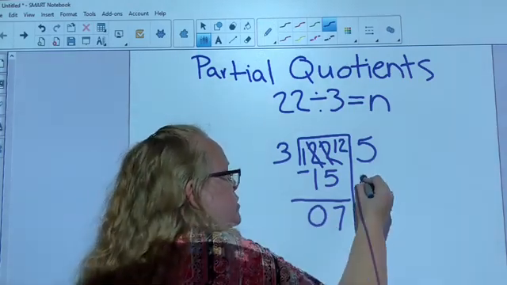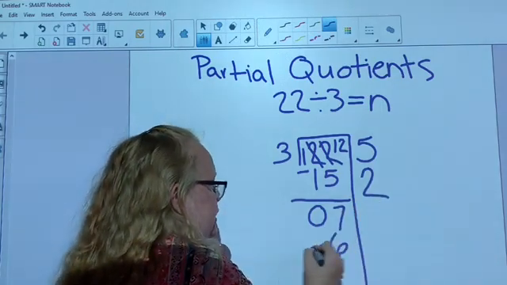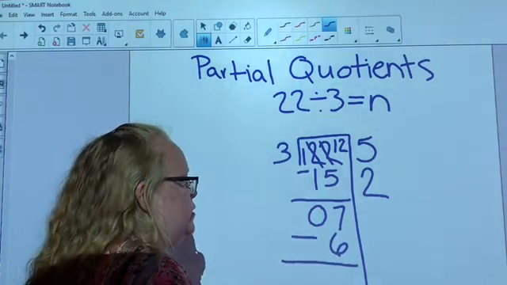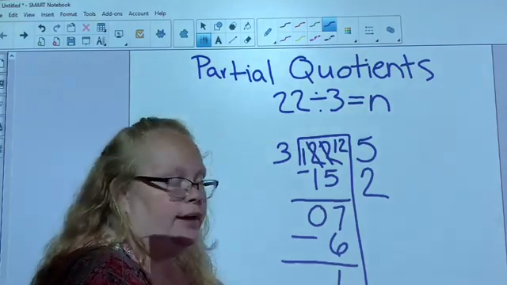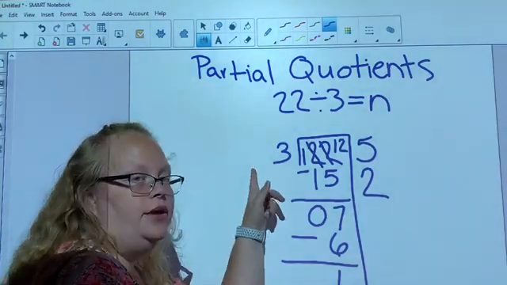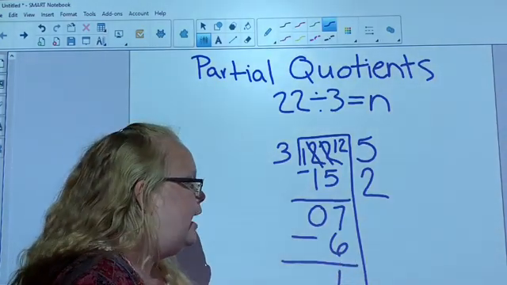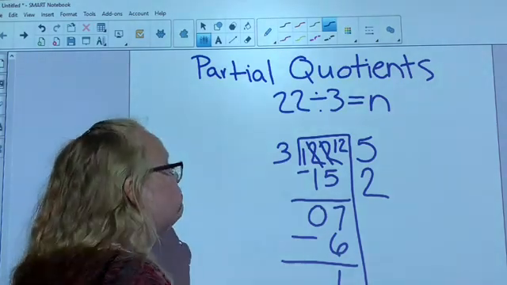I'm okay with my 2, so I'm going to put a 2 over here, and I know 2 times 3 is 6. I subtract again to get 1. Now, just like with all the other methods, when your dividend becomes lower than your divisor, you stop. Do not let them keep going, because that means you have a remainder left over, which we do, of 1.